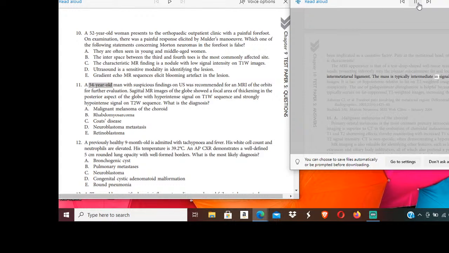The mass is typically intermediate in signal intensity on T1 weighted images. It is iso- or hypointense relative to fat on T2 weighted images, resulting in poor lesion conspicuity. The use of gadopentetate dimeglumine is helpful because intense enhancement typically occurs on fat-suppressed T1 weighted images, increasing the conspicuity of the lesion.